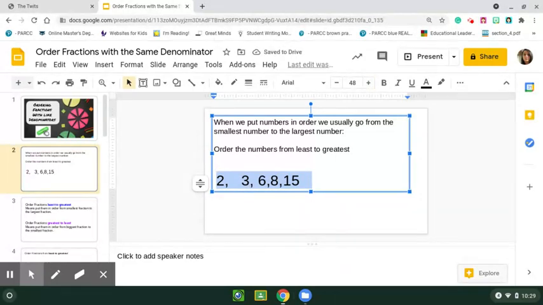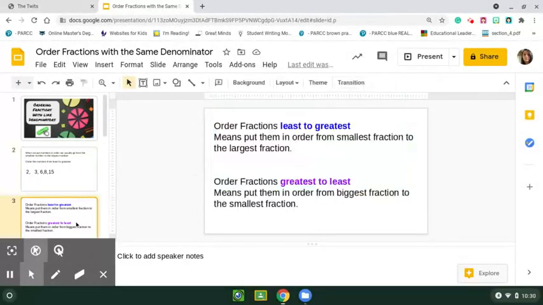So now we want to do the same thing. We have the number with the lowest value to the number with the highest value. We're going to do the same thing, but with fractions. Here it says order fractions least to greatest. That means put them in order from smallest fraction to the largest fraction, the one closest to 0 to the closest to the whole. And sometimes it'll say order fractions from the greatest to the least, which means you're putting them in order from the biggest all the way to the smallest. So just reverse order.